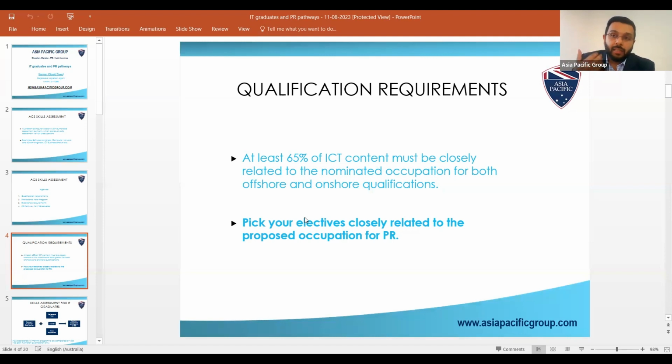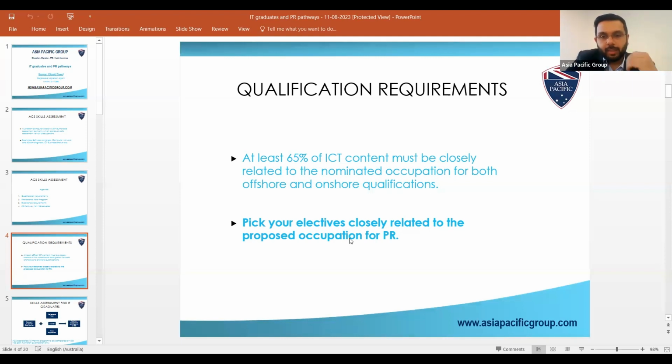And then even at the next level, you also have to look at the content. For example, if you've done electronics and communications, your degree may be considered IT major, but you have to look at the content, like whether it's 65% or not. That's a benchmark. Okay. And obviously, when you talk about electives, that's also very important: what are your subjects?